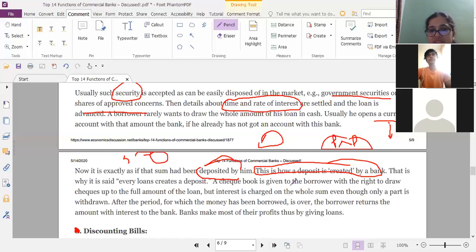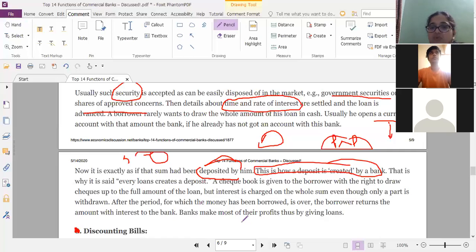So a checkbook is given to the borrower with the right to draw checks up to the full amount of the loan, but interest is charged on the whole sum, even though only a part is withdrawn after the period for which the money has been borrowed is over. The borrower returns the amount with interest to the bank.